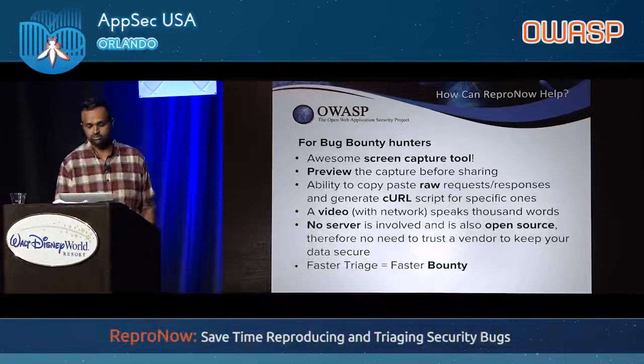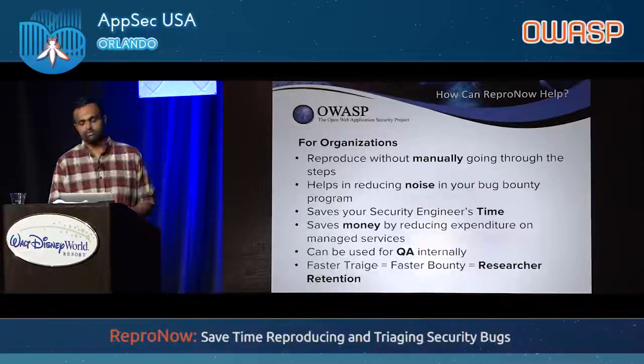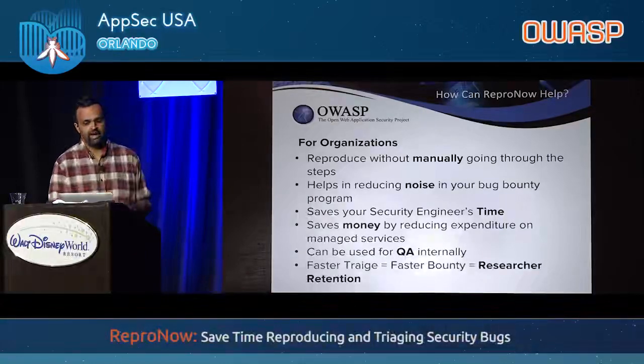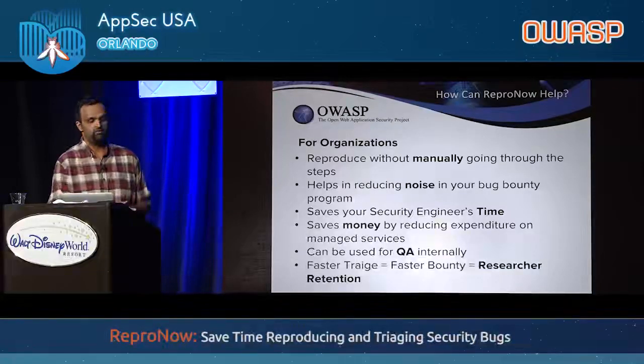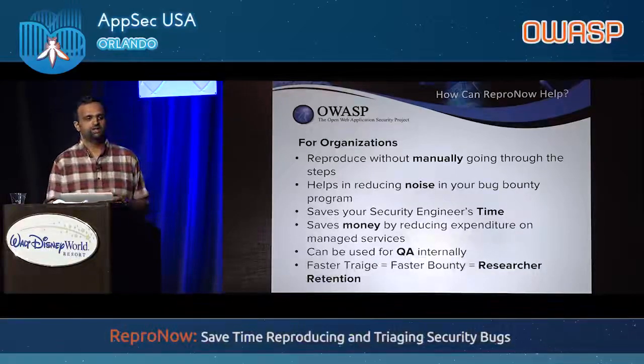faster, which is awesome. For organizations, you do not need to manually go through steps. Since you know about the product, you can directly go to the payload or directly go to the network request where this is happening and then triage your bug. This helps reduce noise as well. So if someone submits a report and you ask them to submit a ReproNow video, you can easily tell if it's a bug or not, depending on the network interactions. This saves your engineers, security engineers, time.